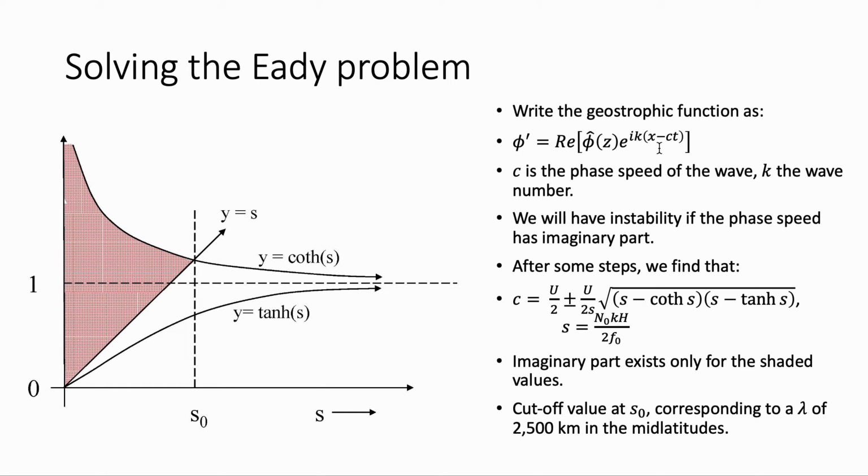Now, the trick here is to leverage the conservation of PV, plug in this shape of phi prime, and then show that there exist cases in which c takes imaginary values. Now, if you plug this back in and you do a little bit of algebra, and you're welcome to try, and it's recommended that you try, then you can show that c has this peculiar shape, where S is this strange non-dimensional function over here.